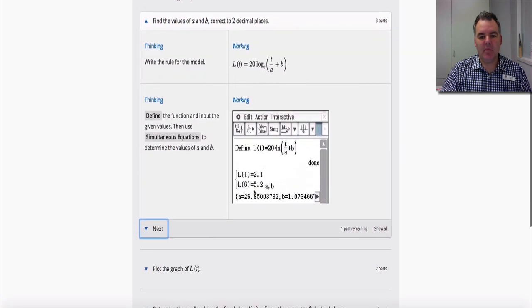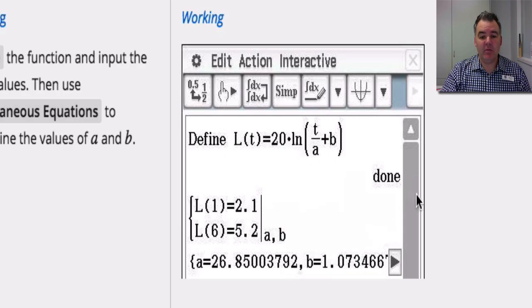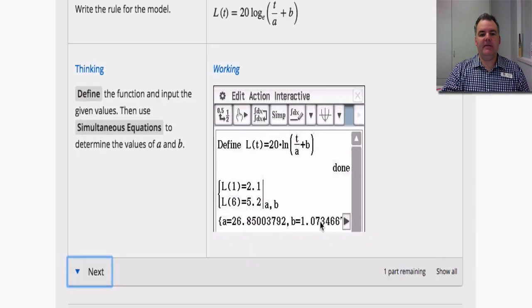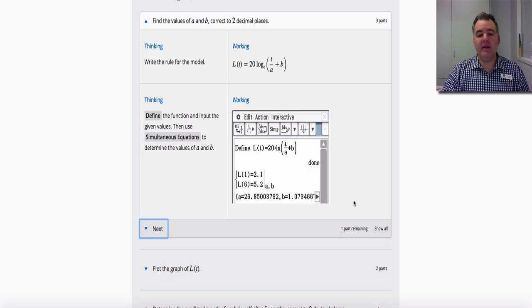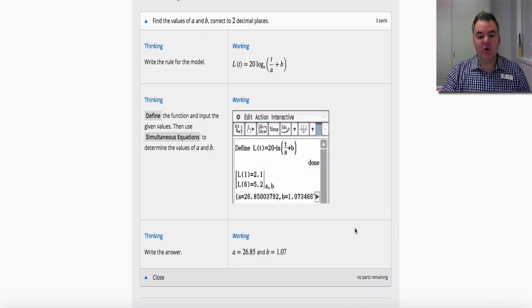You can see on the calculator the way that you might do it here that might be a little bit easier. So to find the function L(t), say that L(1) is 2.1 and L(6) is 5.2, given that a and b. So we're going to solve for a and b, and you see the calculator does that automatically. Or you could write the equations down as I just read out, and it gives you a is 26.85, b is 1.0735. Okay, so there we've got our two values of a and b. Again, definitely want to use our calculator. This is definitely in the calculator section. So here's a way that our calculator really could help us to solve this one.